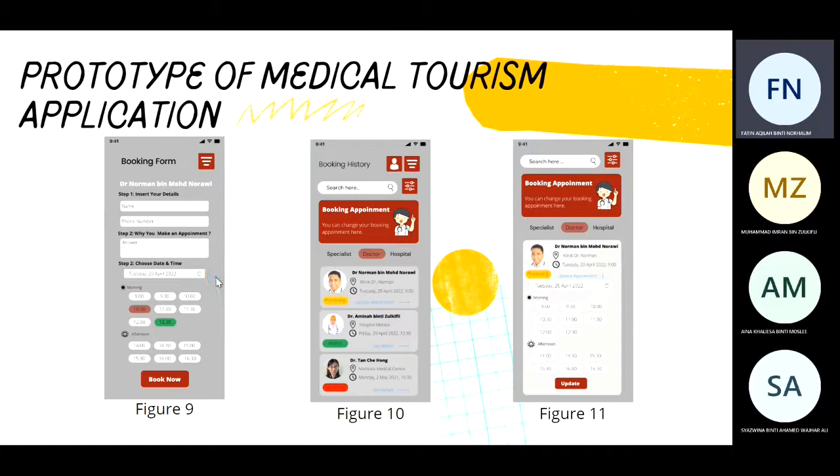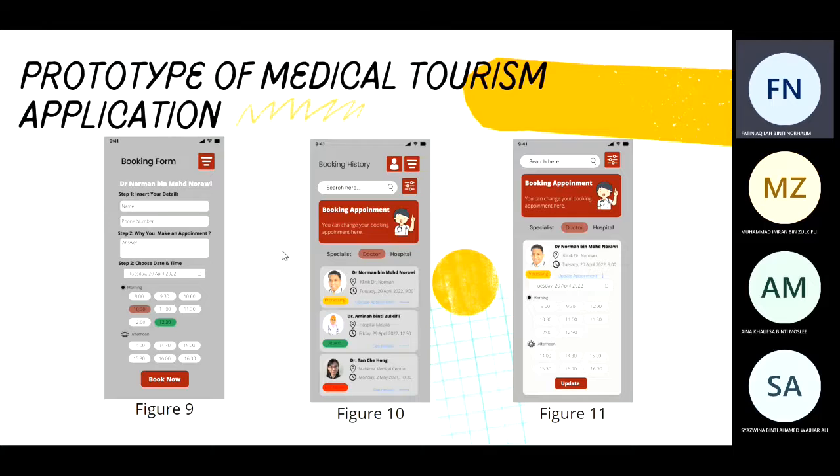If the user wants to choose the morning, they can click the morning session. And for the white color is the available time. For the red color is not available time, and the green color is the selected time that user selects. And then the user can continue to click book now button to confirm to book appointment.